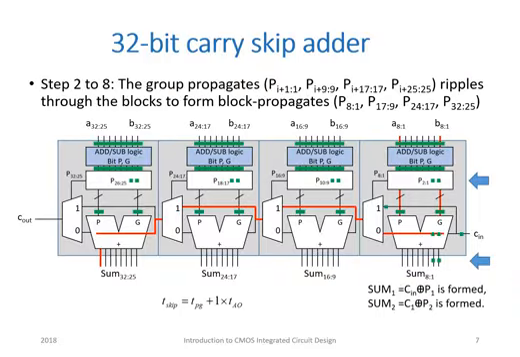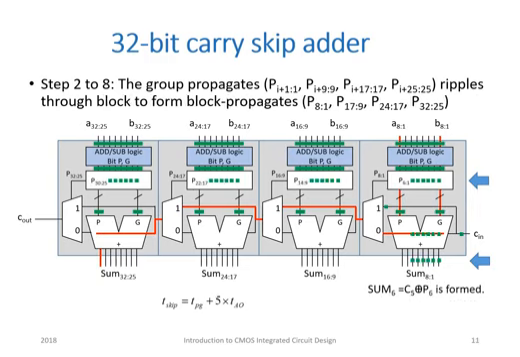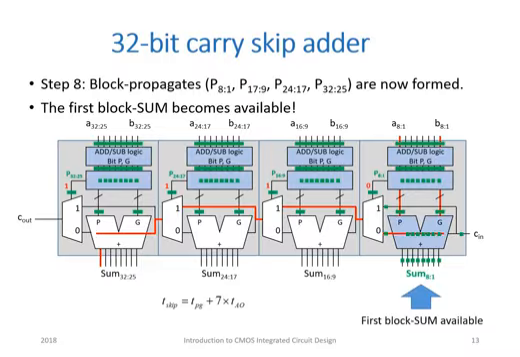During the following 7 steps, group propagates are successively formed in an iterative way, rippling through the blocks to form block propagates when they reach the block propagate outputs. Block propagates are now formed, and the first block sum has become available. Time so far is now TPG plus 7 times the delay through the AND OR gate used to ripple the carry through the adder.